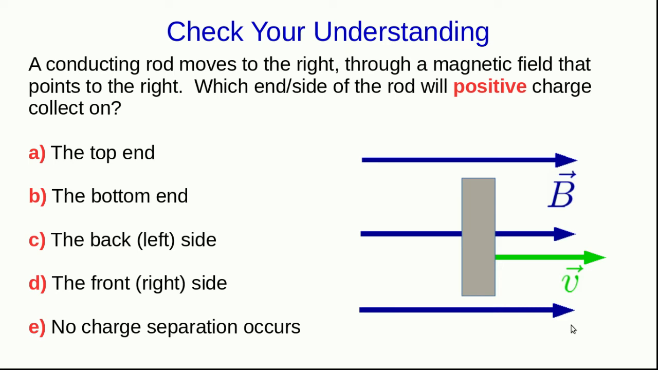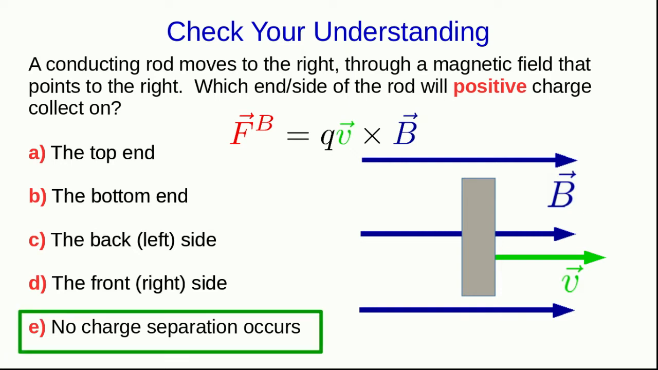To see the answer here, you have to just realize that we're talking about a magnetic force acting on charges in this conducting rod, and that involves a cross product between the velocity and the B field. And here we have a velocity vector that's parallel to the B field, and we know that a cross product comes out as 0 in that case, and so no charge separation occurs at all.